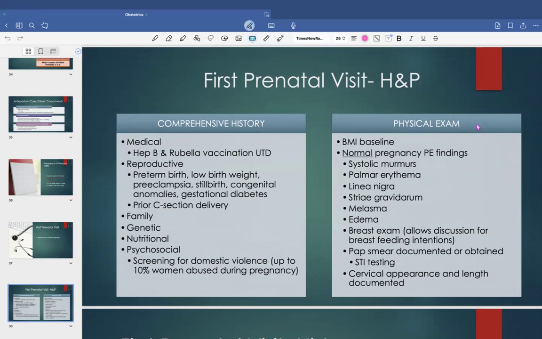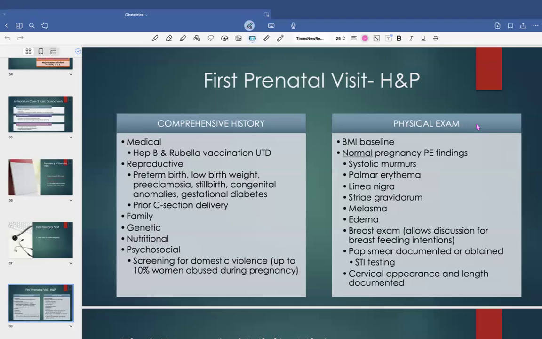For our physical exam, we're gonna do a baseline BMI, because that weight is gonna change during the pregnancy. Some normal pregnancy findings might be a systolic murmur, palmar erythema, linea nigra, which we're gonna look at, striae gravidarum, which we're gonna look at, melasma, which we're gonna look at, edema, water retention, swelling.